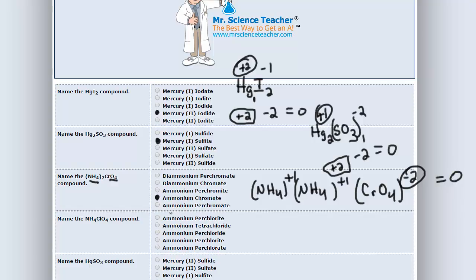All right? So name the NH4ClO4 compound. NH4, ammonium, that's a +1 charge. ClO4 is perchlorate, -1 charge. +1 minus 1 equals 0. Let's see, ammonium perchlorate.